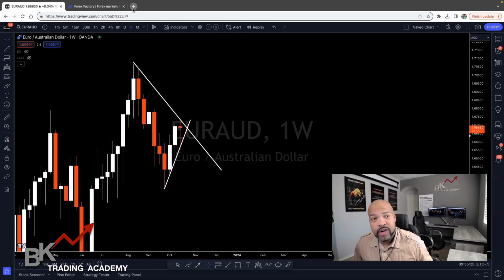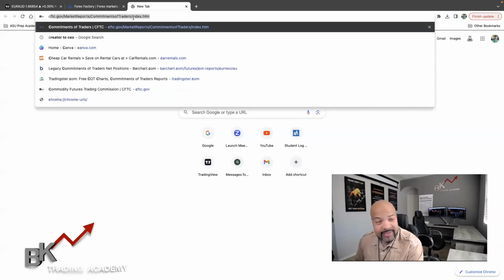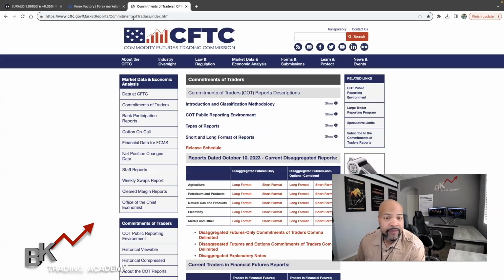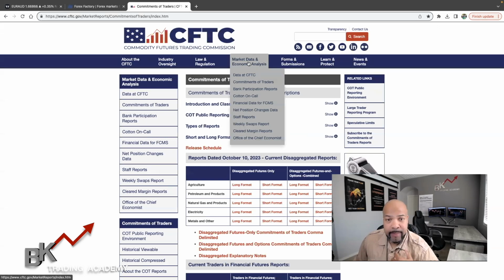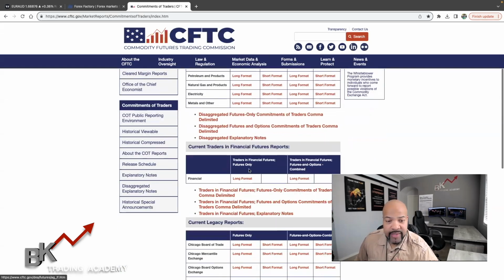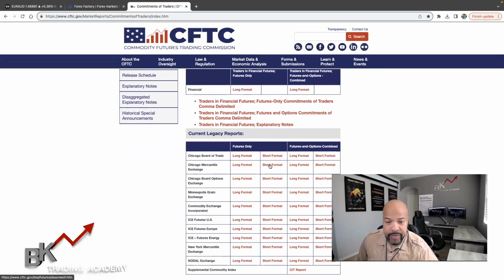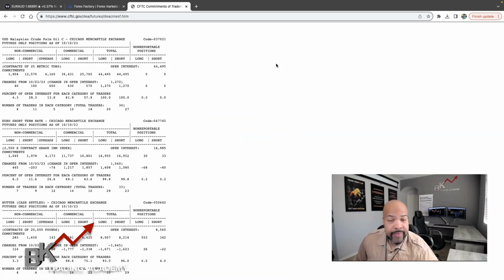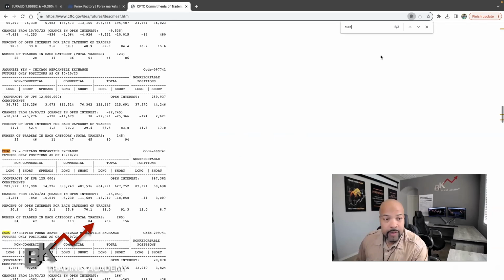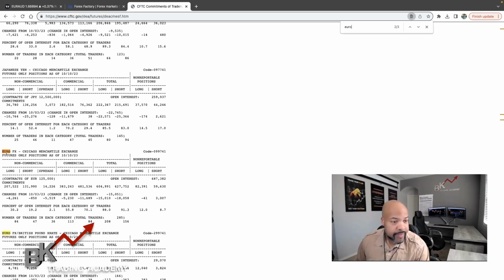That's where I would turn to the Commitment of Traders report. That's cftc.gov. And once I go there, I click the market data and economic analysis form, Commitment of Traders, and then I would go right to this area right here. And then I would just simply find Euro. And once I find Euro, this is what I see here.